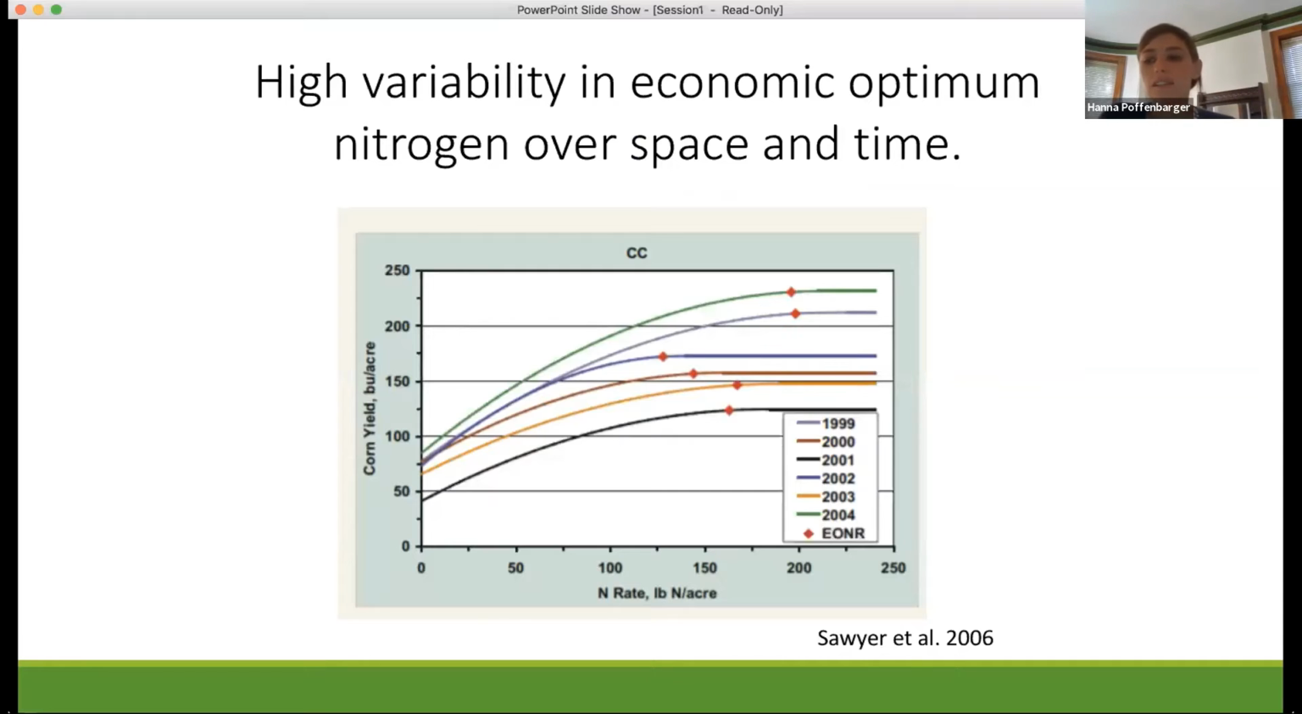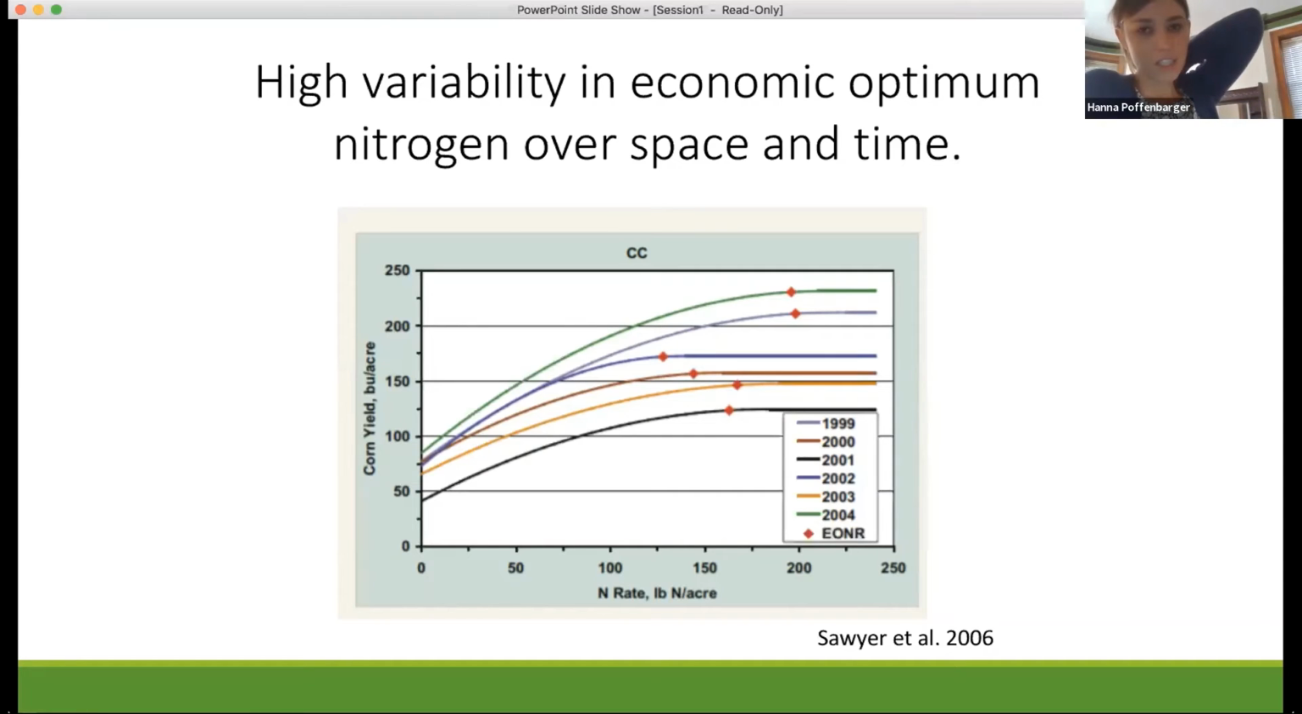So with all these different factors involved in determining that optimum nitrogen rate, and how they're impacted by things that are unpredictable, like the weather, it can be very hard to predict the optimum nitrogen rate, and it creates a lot of uncertainty about how much nitrogen to apply. This is just an example of different yield response curves in the same field over different years, and how that optimum N rate varied from 125 to over 200 pounds per acre.